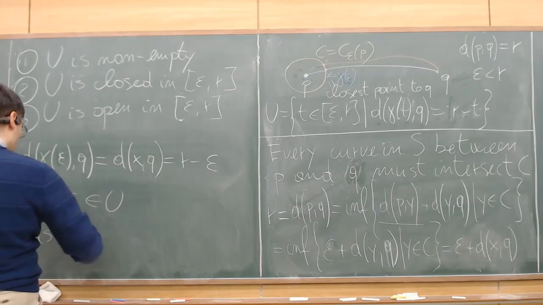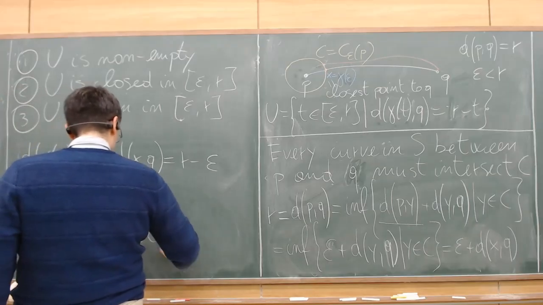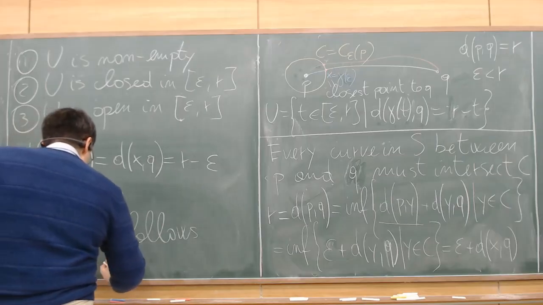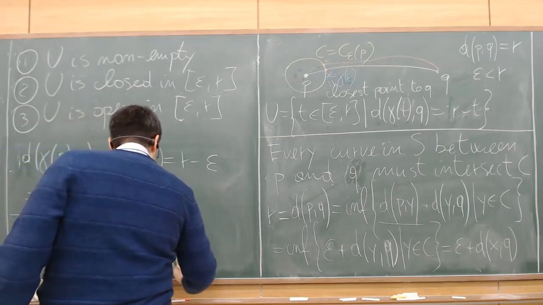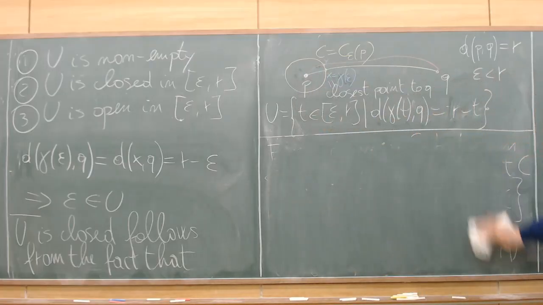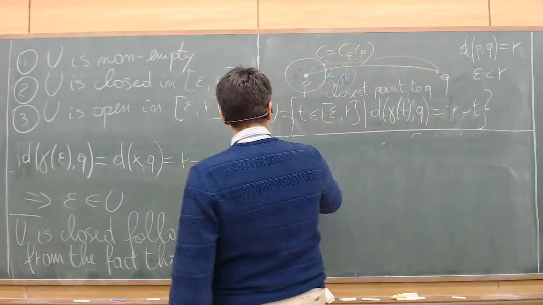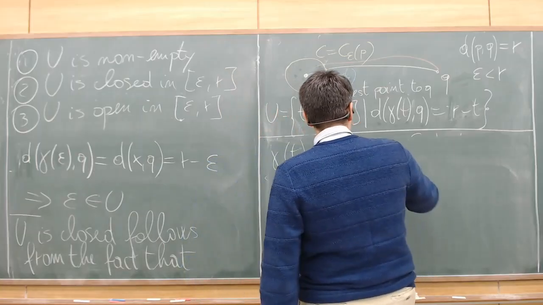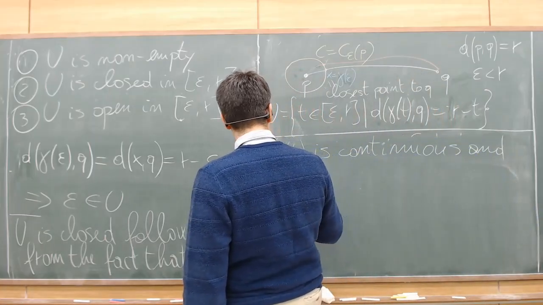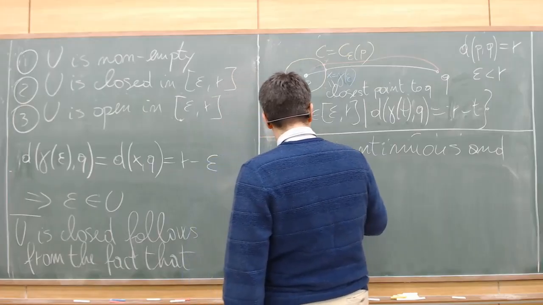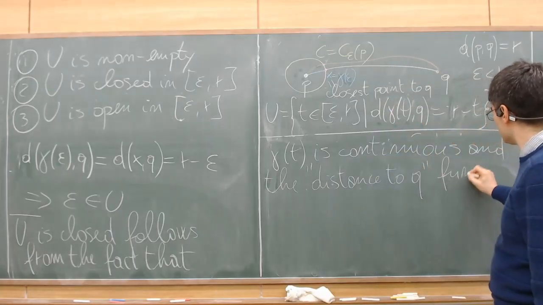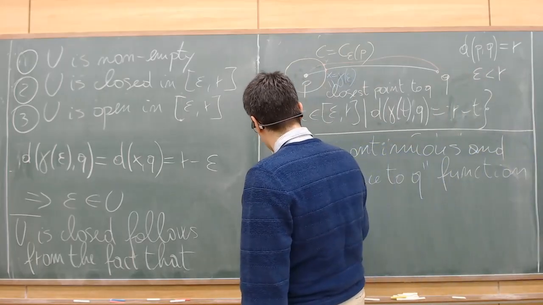So U is closed follows from the fact that gamma T is a continuous map and the distance to Q function is continuous.